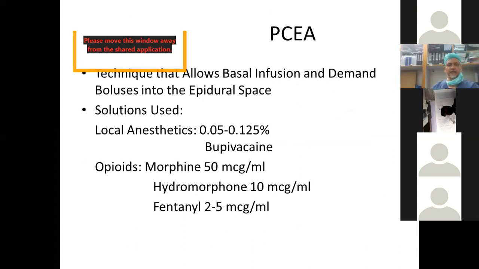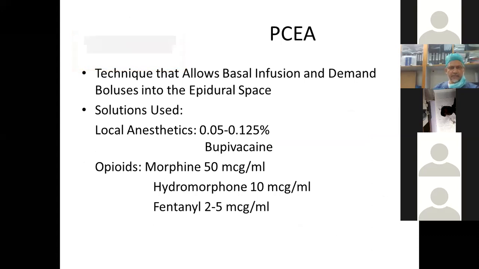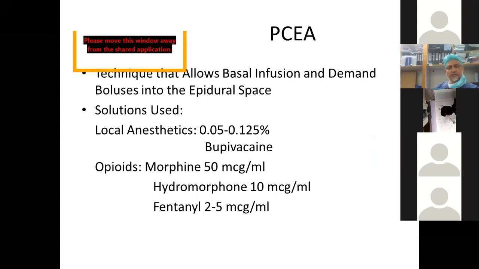Then patient controlled epidural analgesia. It is basically epidural analgesia, but the infusion pump is modified with software so that it is patient controlled. A control button is handed over to the patient. If the patient feels pain, she can push the button to deliver a bolus, and a baseline infusion is also going on. So technically that allows basal infusion and demand bolus into the epidural space.